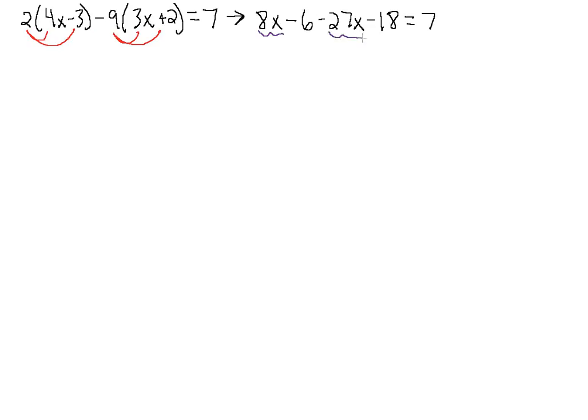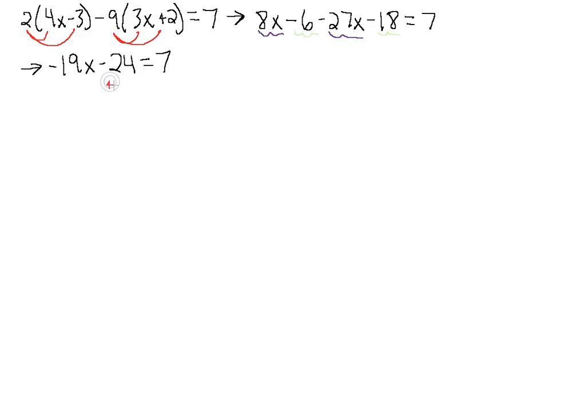We have an 8x here, a minus 27x here, we have a minus 6 here, and a minus 18 here. So we can also do that in one step. 8x minus 27x, the negative wins out, so it's a minus 19x. Minus 6 and a minus 18 is a minus 24, equals 7 on the other side. Now that we've got it down to one variable in one place and it's not buried inside any fraction bars or parentheses, we can begin to extract it and isolate it by moving everything else to the right.